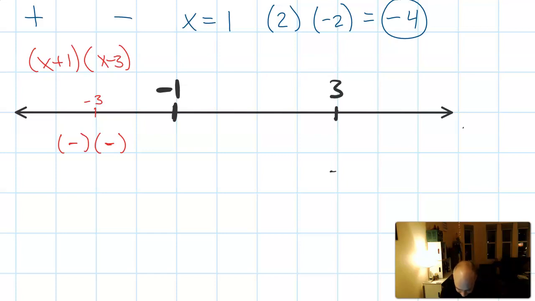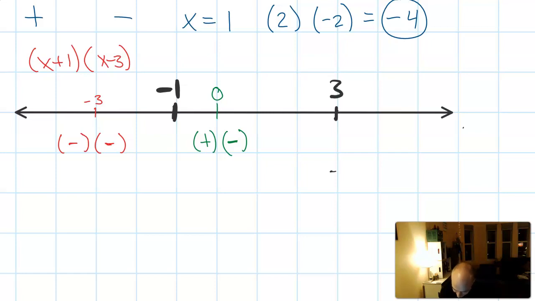Parentheses are optional here. Let's check a value between negative 1 and 3. I don't know, maybe 0. 0 is a nice number to check when you can. 0 plus 1 is 1, that's positive, but 0 minus 3 is minus 3, that's negative. So when I check 0, I'd get a positive factor and a negative factor.